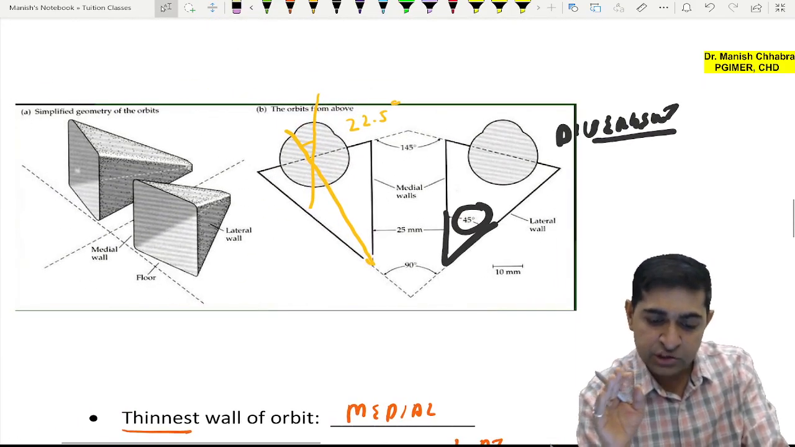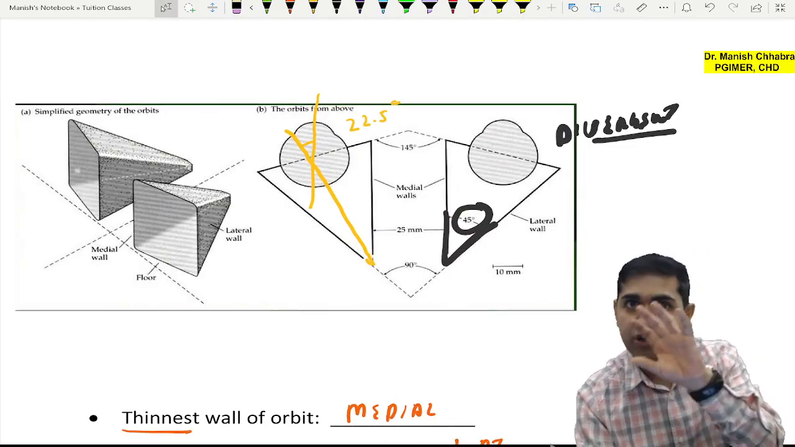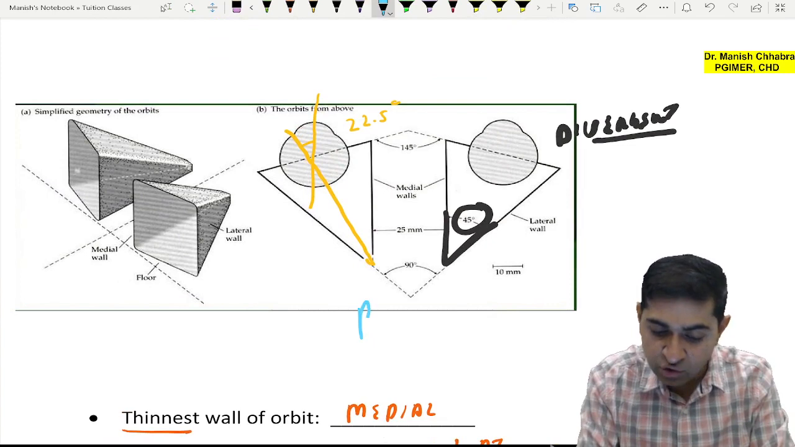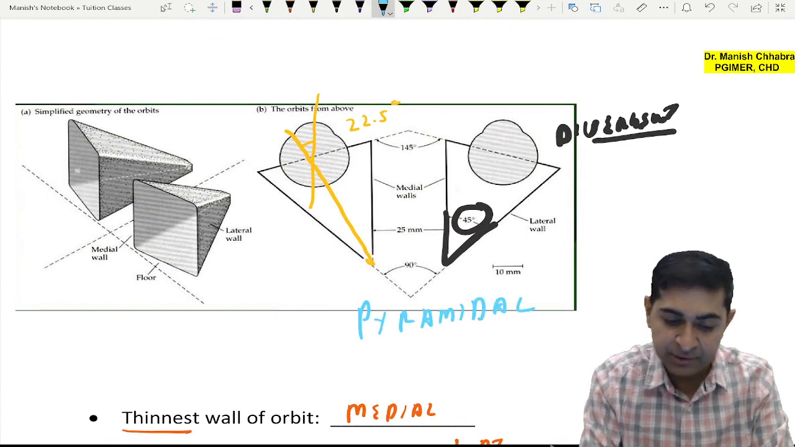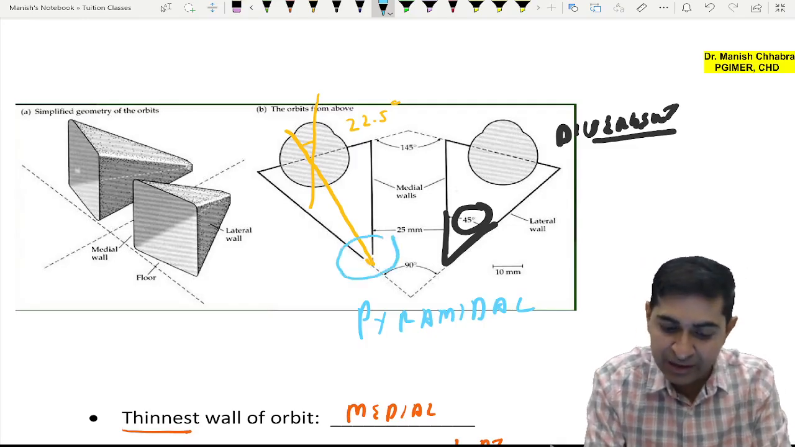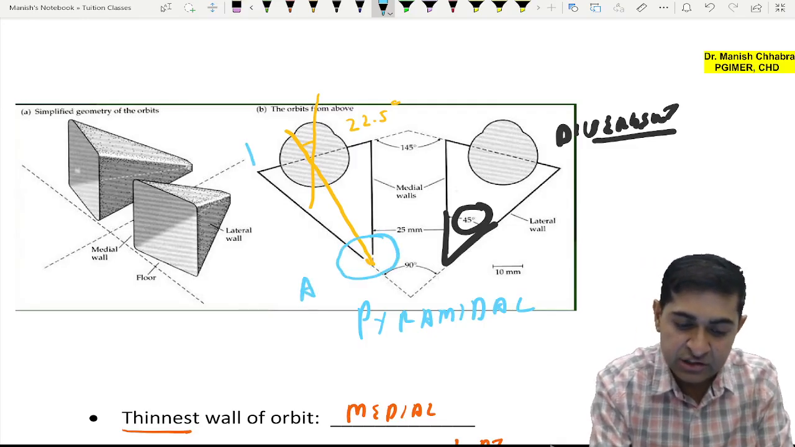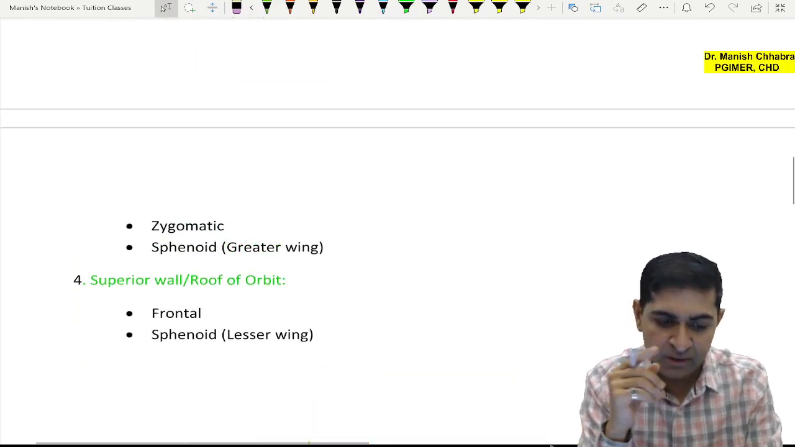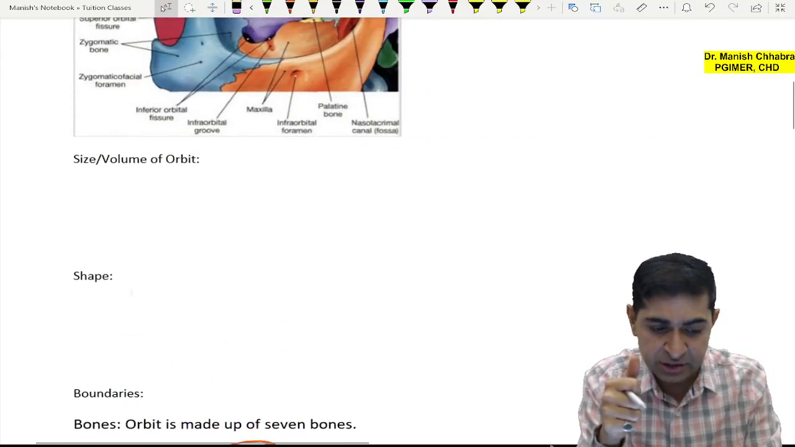Also I want to tell you, after doing the walls of the orbit, the shape of the orbit, as I had told you, just write with me, is pyramidal, and a pyramid has one apex and one base. So this is your A, which is apex, and this is your B, which is the base of the pyramid. I hope it is clear.